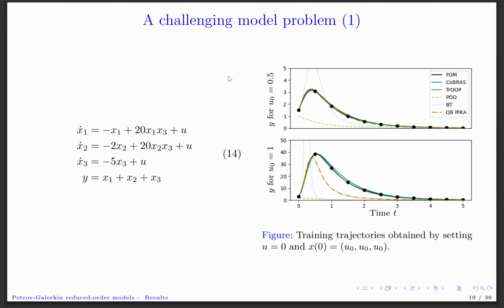And so what we do is we train all these formulations. We have COBRAS and TROOP that I just talked about. We have Petrov-Galerkin projection, balanced truncation that I both talked about before, and then our quadratic refinement on balanced truncation. I didn't talk about this, but you can think of this as a second order balanced truncation, if you will. And so these are training trajectories. What you see is that COBRAS and TROOP are very capable of tracking the response Y, the output Y, in response to inputs.